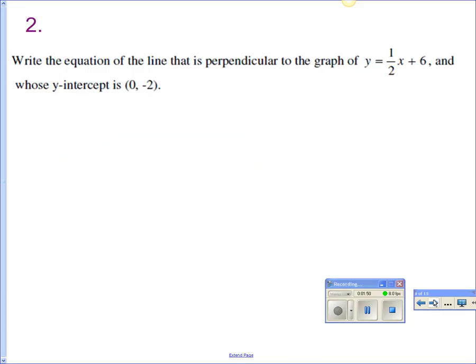Number 2, write the equation of a line that's perpendicular to the graph of y equals 1/2 x plus 6, whose y-intercept is (0, -2). Mary, what do I want you to do first? Very good. Circle perpendicular. James, what does perpendicular mean to do? The what? The slope. So, Allison, what was the slope of this line? When you flip and change it, what does it become? Very good. -2/1. So I'm going to cross it out. After I flip and change it, I'm going to cross it out.